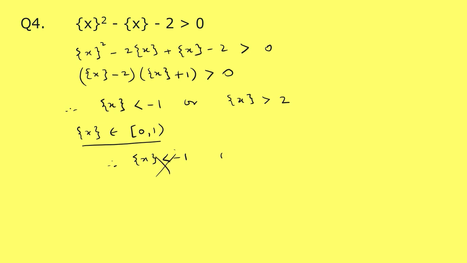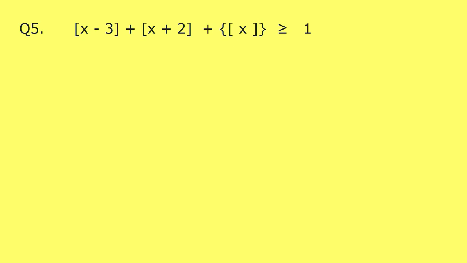And it can also not be greater than 2. So rejecting both of these, we can say there is no such x, or x belongs to the null set phi. We go over to the fifth question now.